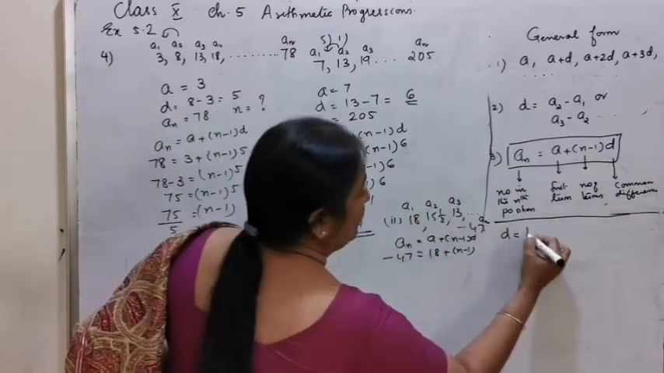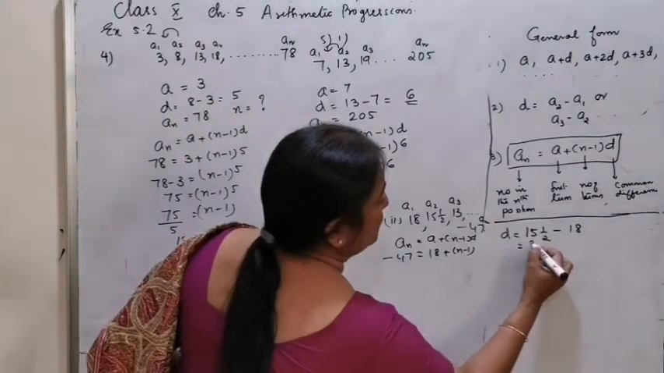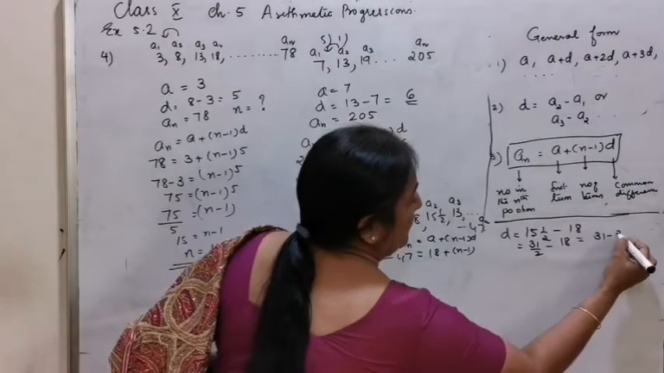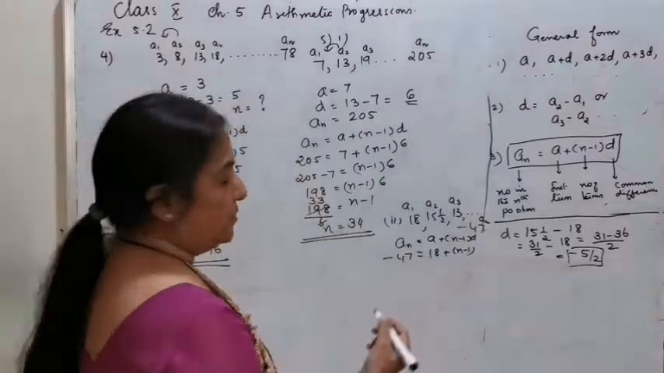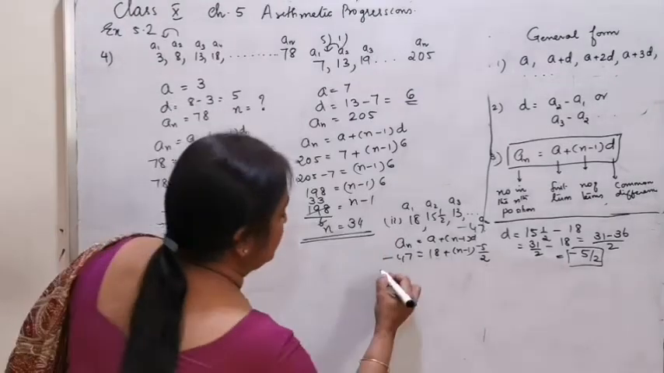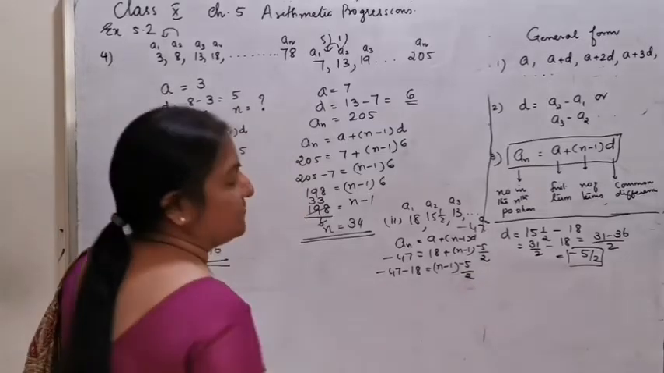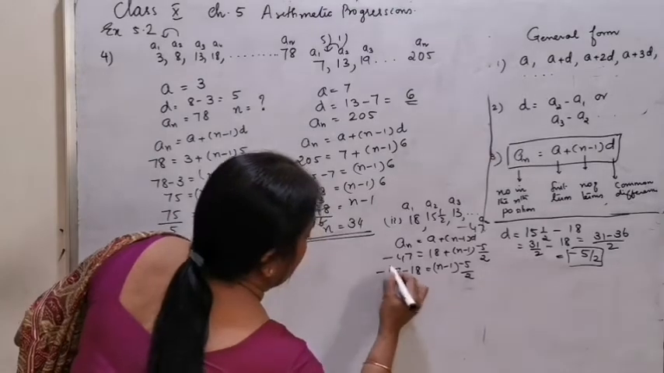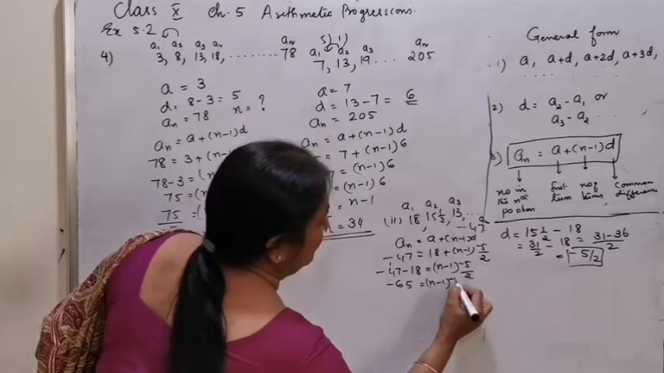D is equal to 15 and a half minus 18. How do you calculate? 15 and a half is 31 by 2, minus 18. Take LCM as 2: 31 minus 36 by 2, or minus 5 by 2. D is minus 5 by 2. The next step, 18 has to be transposed. Minus 47 minus 18 is equal to N minus 1 into minus 5 by 2. Don't just expand the bracket. Minus 65 is equal to N minus 1 into minus 5 by 2.